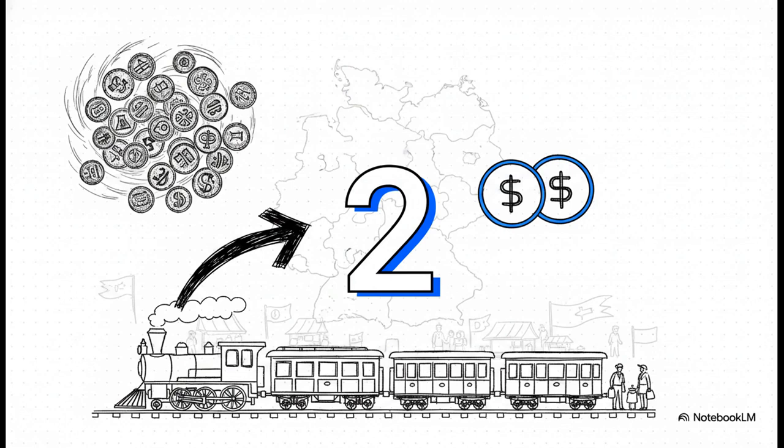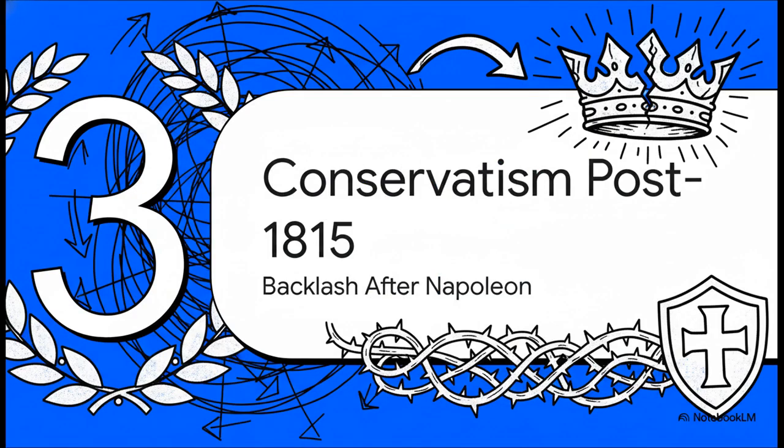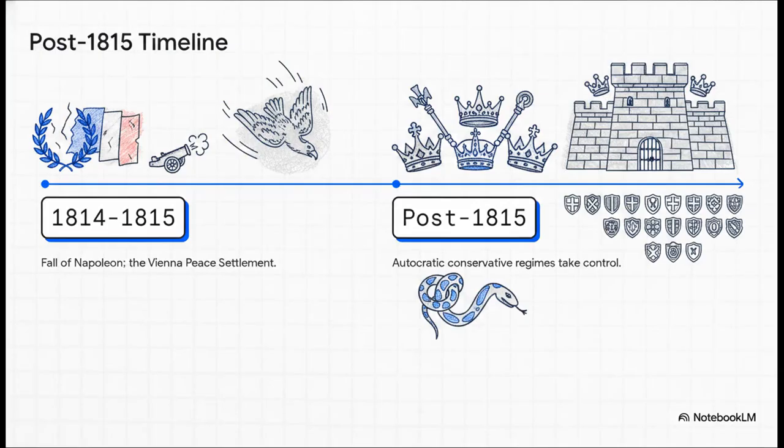Add in a massive new railway network, and suddenly you have this incredible economic mobility that just supercharged their nationalist feelings. All right, on to Section 3, a new conservatism after 1815, the Big Backlash. Right as liberal nationalism was really gaining steam, we see this dramatic, forceful backlash once Emperor Napoleon is finally knocked off the global chessboard. Let's walk through this timeline.